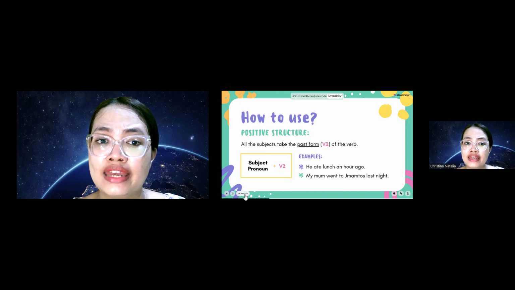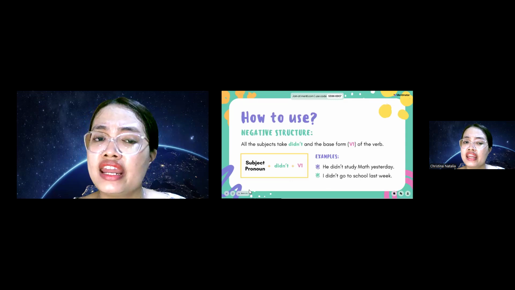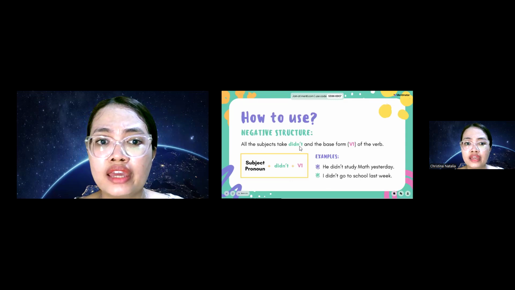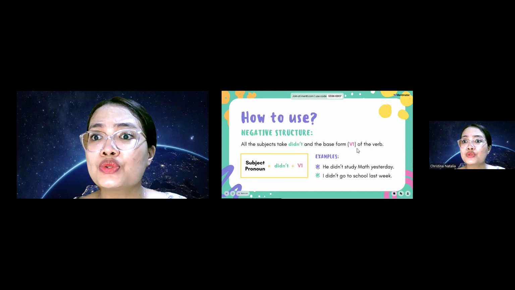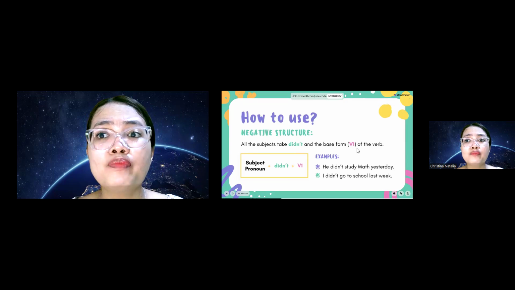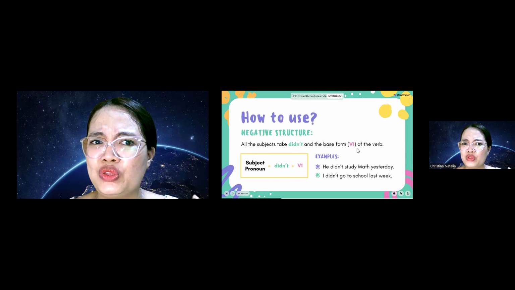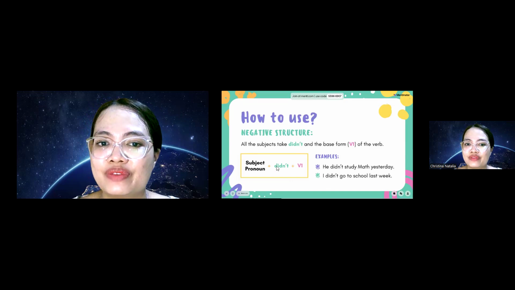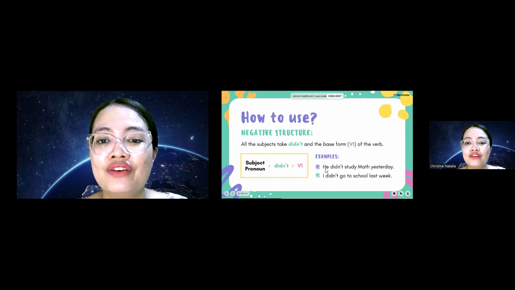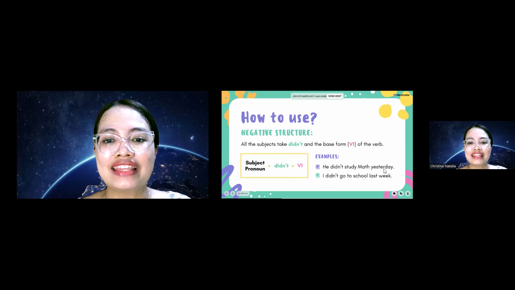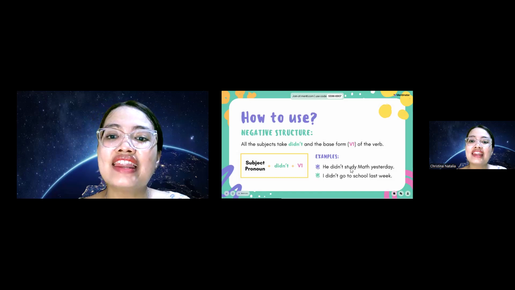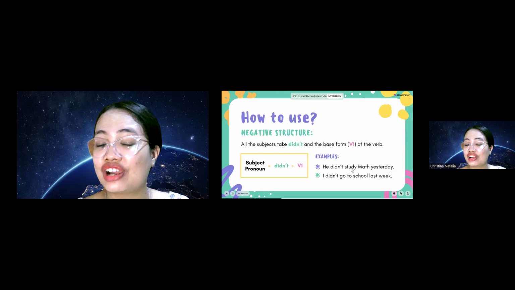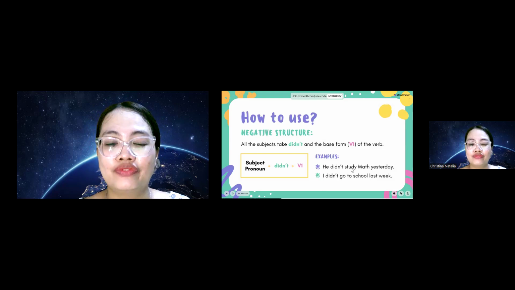And then how about the negative structure? In negative structure, all the subjects take didn't and the base form, verb one. So in positive we use verb two, but in the negative you go back to using verb one. Remember: subject, pronoun, didn't, verb one. For example, he didn't study math yesterday. He is the subject pronoun, and then didn't, and then study, not studied. So this is different from the positive structure, right? Verb one and verb two.